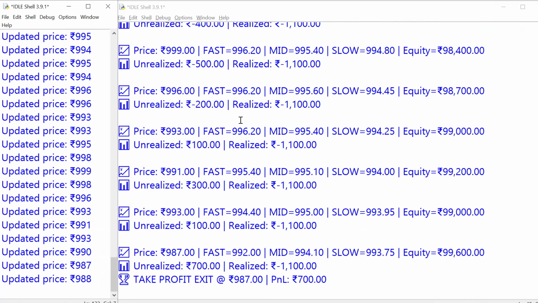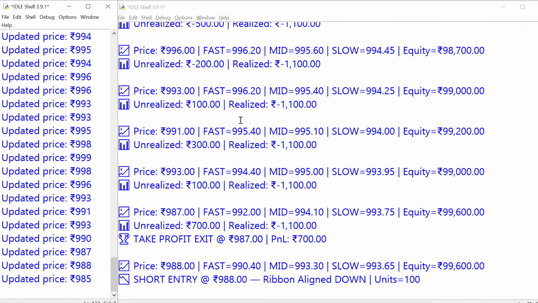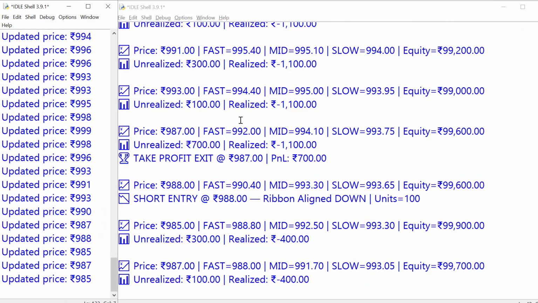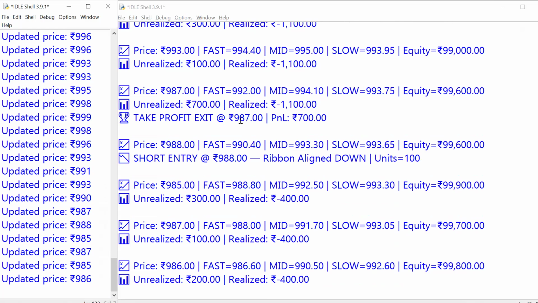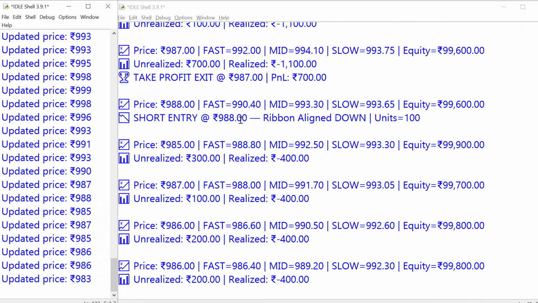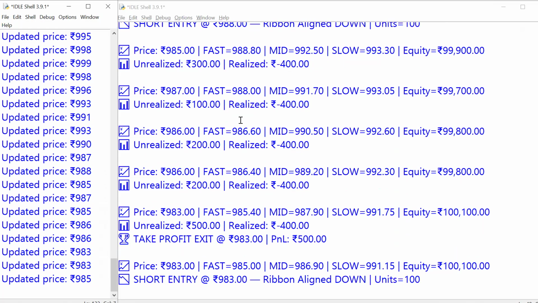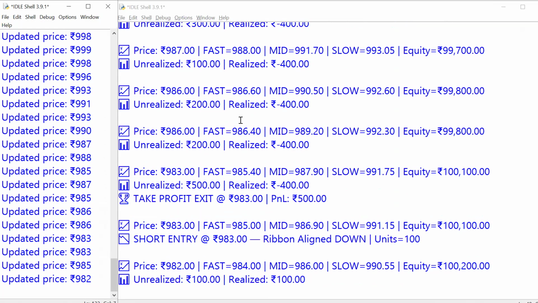Okay, we have booked one profit of 700 rupees. Currently, we are again in a short position because the ribbon alignment is still down. So we have taken one more short position at 988. We have booked the profit in that short position also. So you can see the realized profit and unrealized profit again.